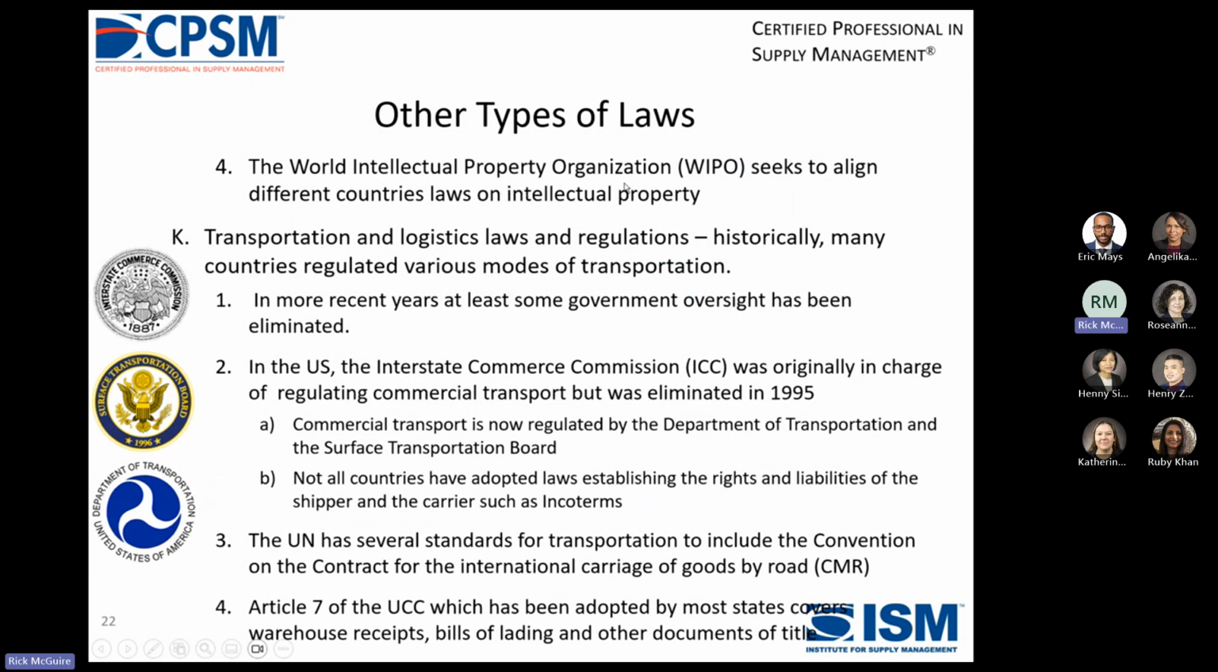The World Intellectual Property Organization, or WIPO, seeks to align different countries' laws on intellectual property. Then you've got transportation and logistics laws and regulations. So every country regulates these to some degree or another. In the US, we started with the Interstate Commerce Commission. That was eliminated in '95, and we split it up between the Department of Transportation and something called the Surface Transportation Board. And the UN has several standards for transportation, including the Convention on the Contract for the International Carriage of Goods. And the UCC has also been adopted by most states, which covers warehouse receipts, bills of lading, and other documents.